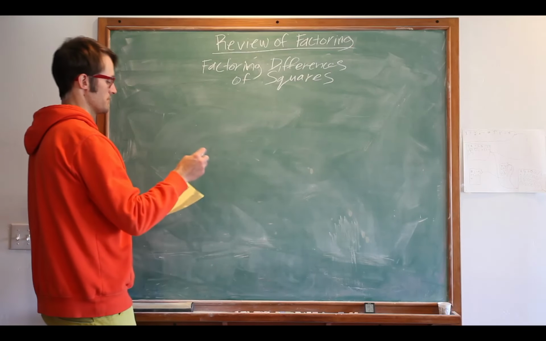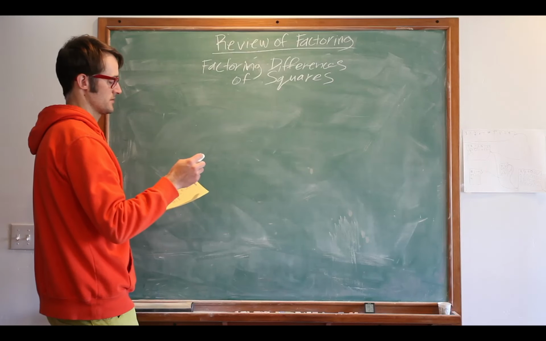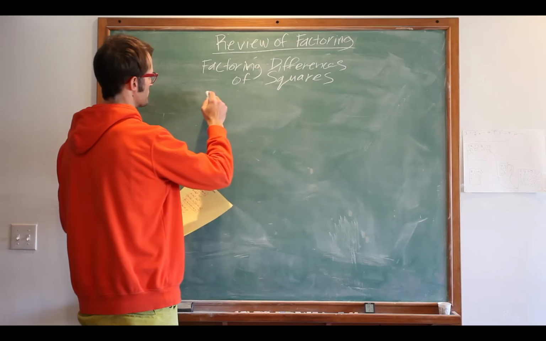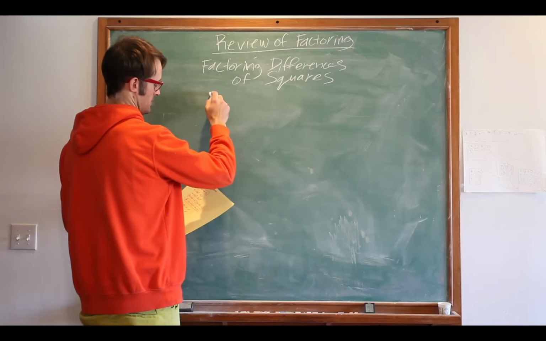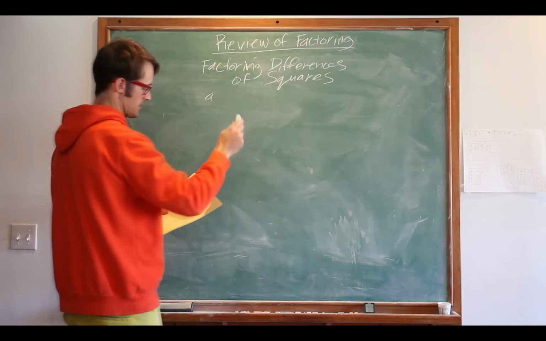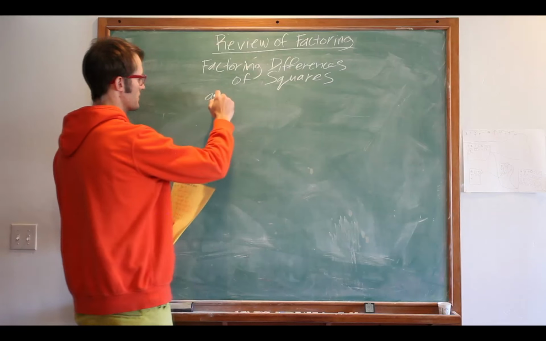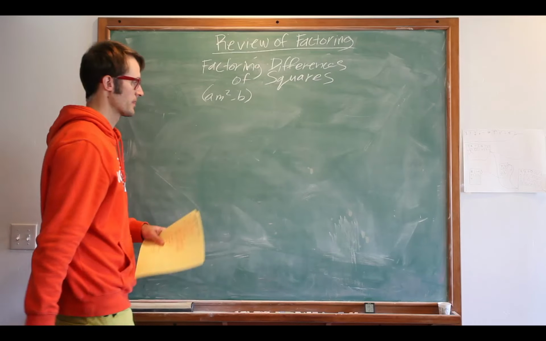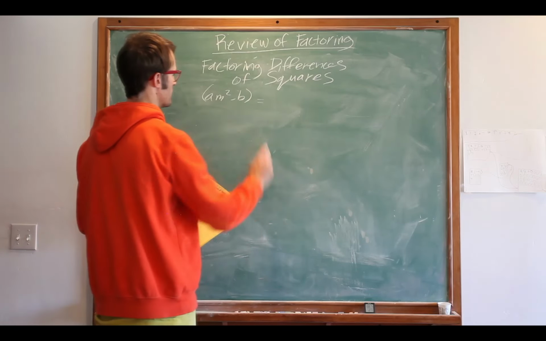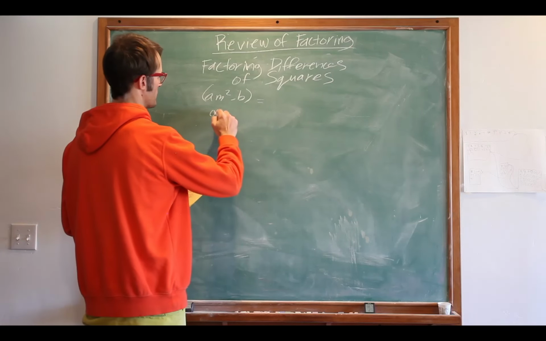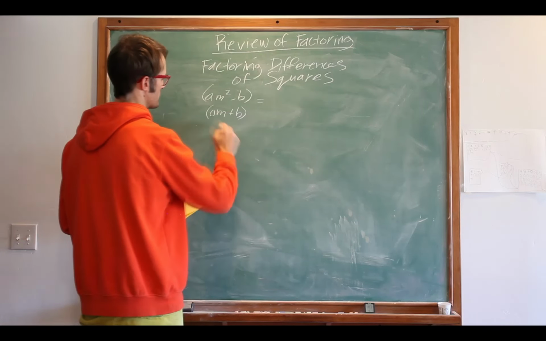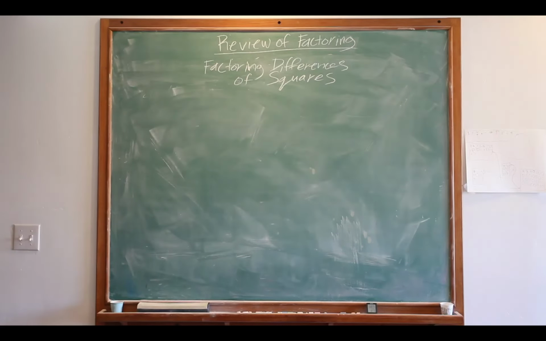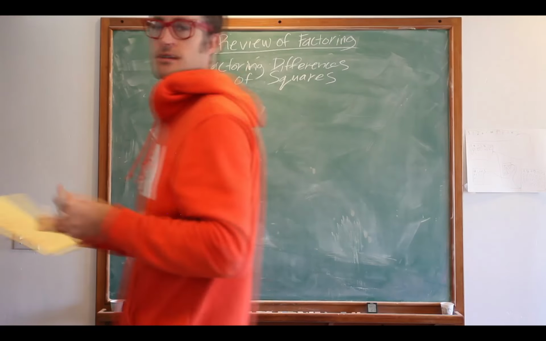I don't think I even have a general form necessarily written out, but I think I can come up with a general form for you. So let's just say it's a m squared minus b, and how would you factor that? You can say am plus b. Oh, never mind. I'm confusing myself. Alright, sorry about that pause.